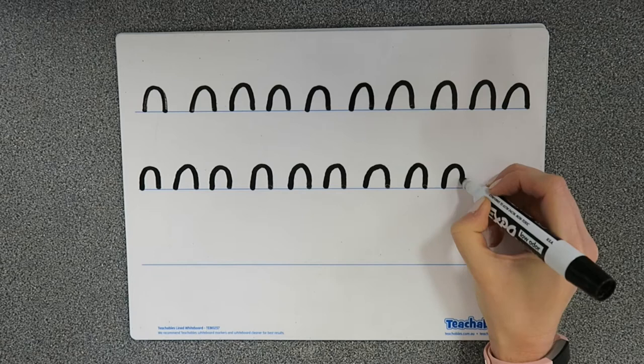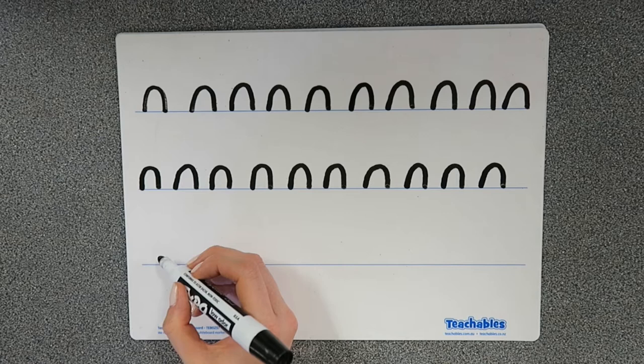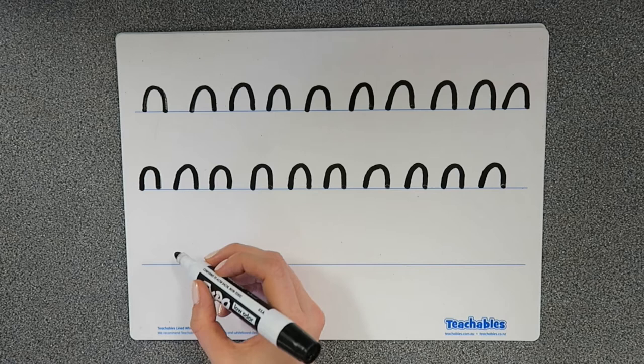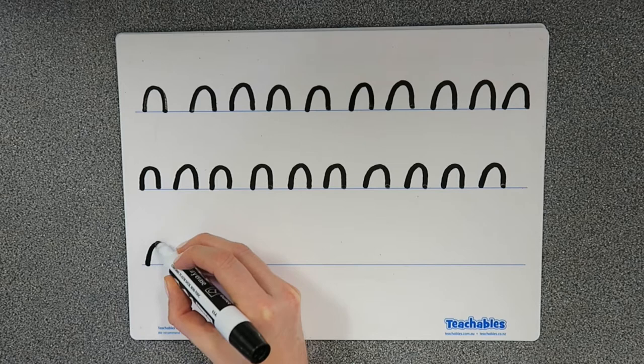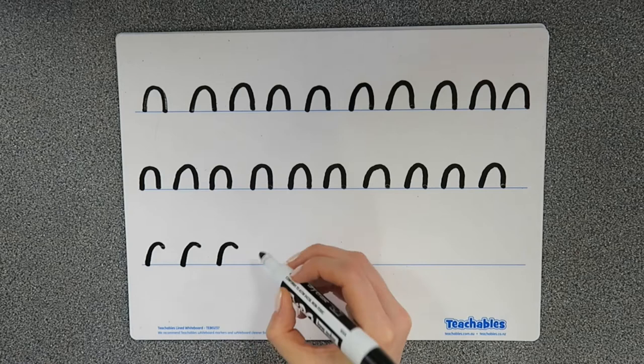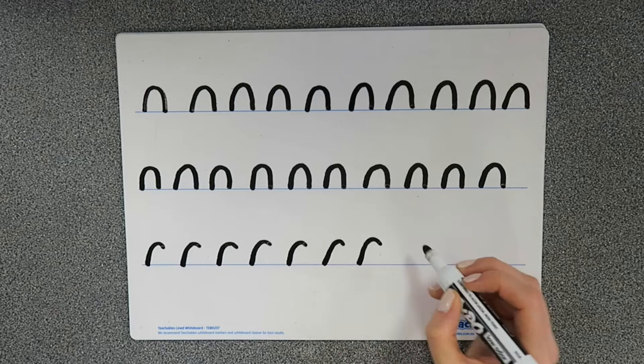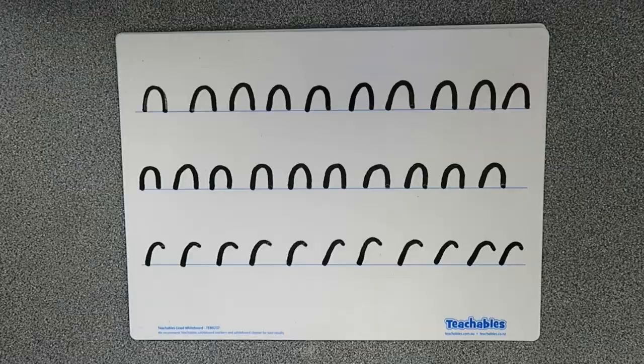Now, as we sweep down, we're going to try a different shape, and that's called tunnel leaf stop. We need the tunnel leaf stop shape when we're writing the letter R. So we're going to do tunnel leaf stop, tunnel leaf stop, tunnel leaf stop. Remember to keep your pencil on the line to start with and then curve up. Well done.